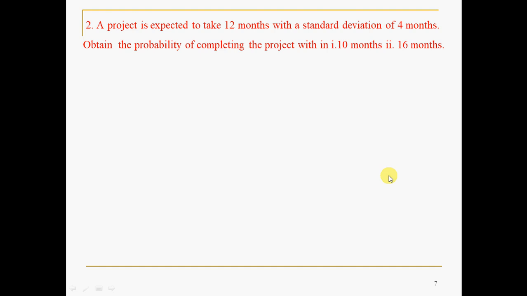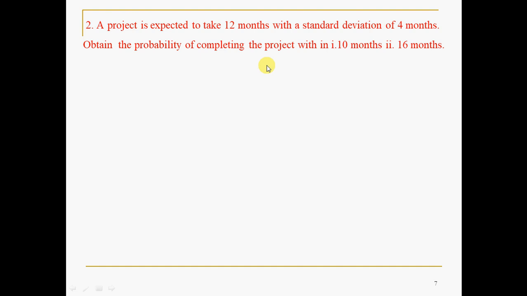Okay. Now let us take one more numerical on the basis of Z, how to calculate the probability or Z, all that we are discussing in the steps. A project is expected to take 12 months with a standard deviation of 4 months. I'll repeat, a project is expected to take 12 months, that is TE is 12 months, with a standard deviation, that is sigma, of 4 months. Obtain the probability of completing the project within 10 months and 16 months.